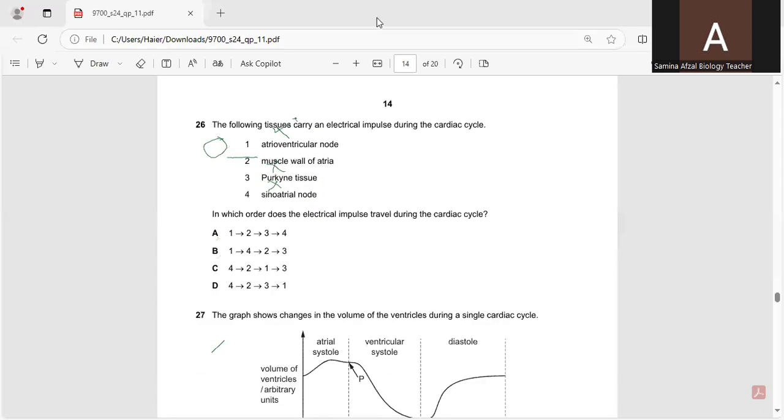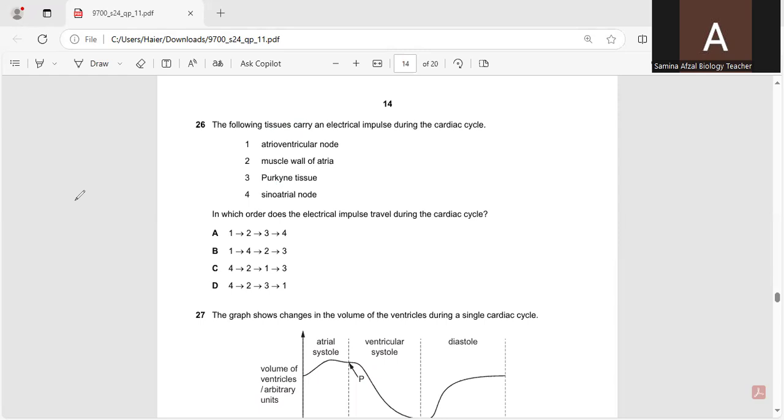Question number 26. The following tissues carry electrical impulses during the cardiac cycle: atrioventricular node, muscle wall of atria, Purkinje tissues, and sinoatrial node. In which order does the electrical impulse travel during the cardiac cycle?